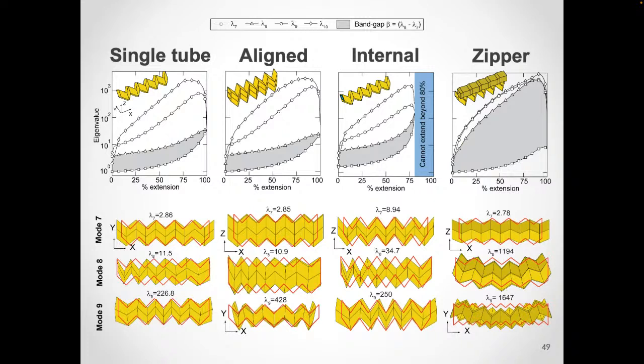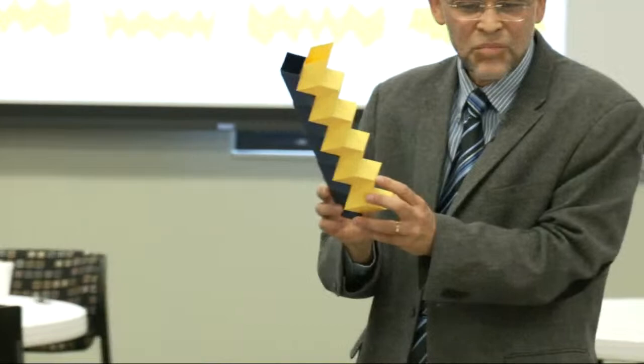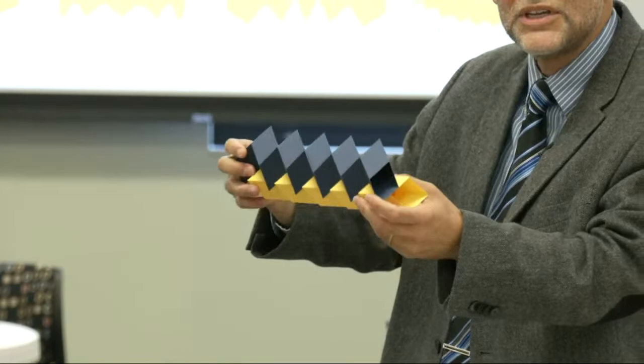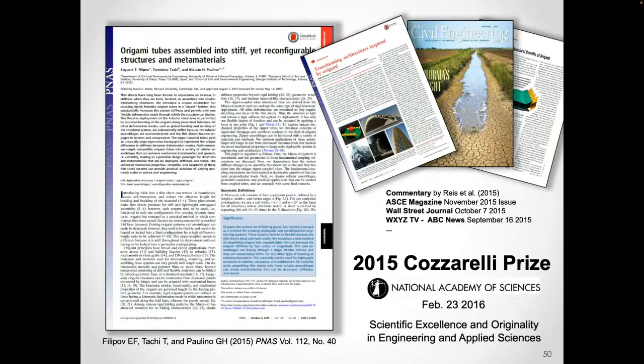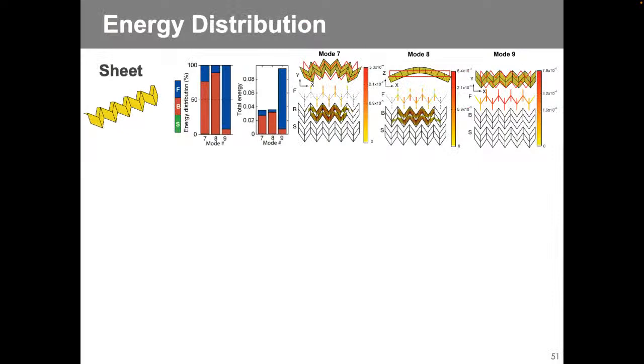You can see that there is a very low stiffness mode, and that's the mode of this zipper. It is this extensional mode. I touched just in one location, and you can see it deployed. It's very, very nice. And for all the other modes, bending, twist, and so on, if you play with it, you can see the energy is much, much higher. We were very excited with this, and this is related to the paper that appeared in PNAS and the Cosarelli prize that the colleague mentioned a few minutes ago. And why does this work?